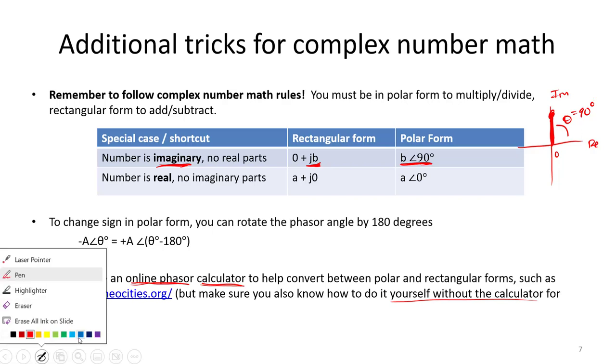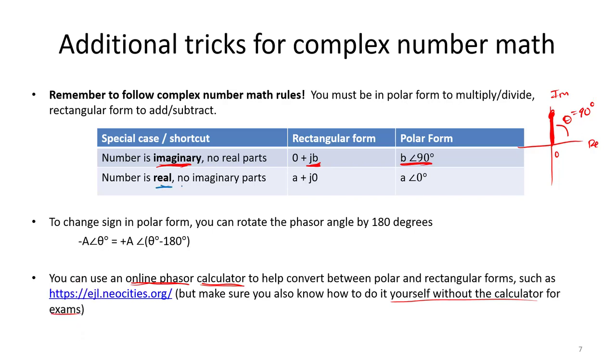Similarly, if our number is completely real, with no imaginary parts, notice we end up with the number having theta being 0 degrees, because the number lives only on the real axis of our complex plane. So if we have a completely real complex number, we can quickly write it in polar form as a angle 0 degrees, where a is the value of the real number.